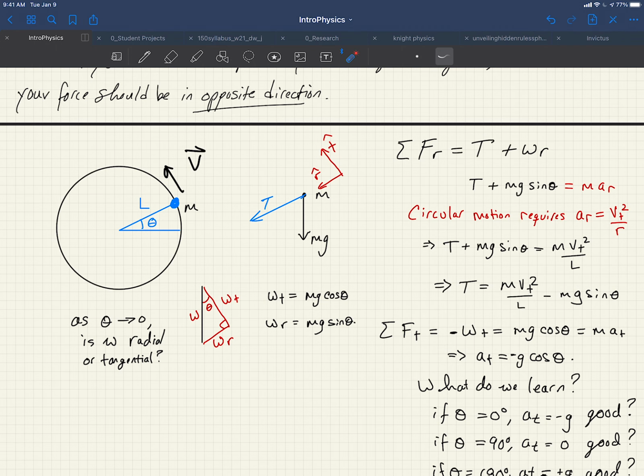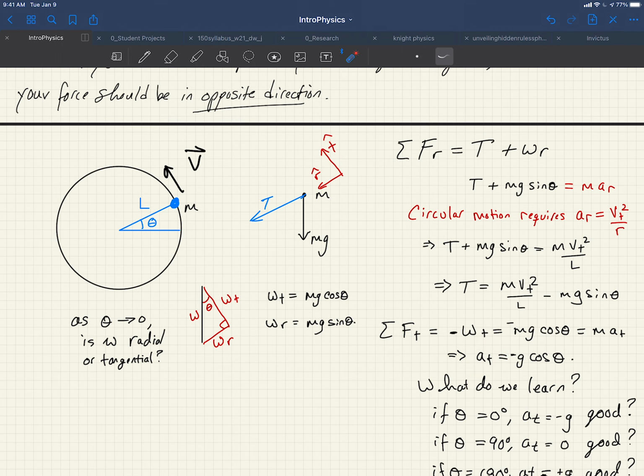So now the question is, what is the sum of the forces in the tangential direction? Well, positive tangent is this way. However, the weight is in the negative direction, so I'm going to put that explicitly in there now. I just noticed a math error here. Now I'm going to get minus the weight tangent, which is minus mg cos theta, equals m a tangential. Solving for that, I then see the tangential acceleration is negative g cos theta.